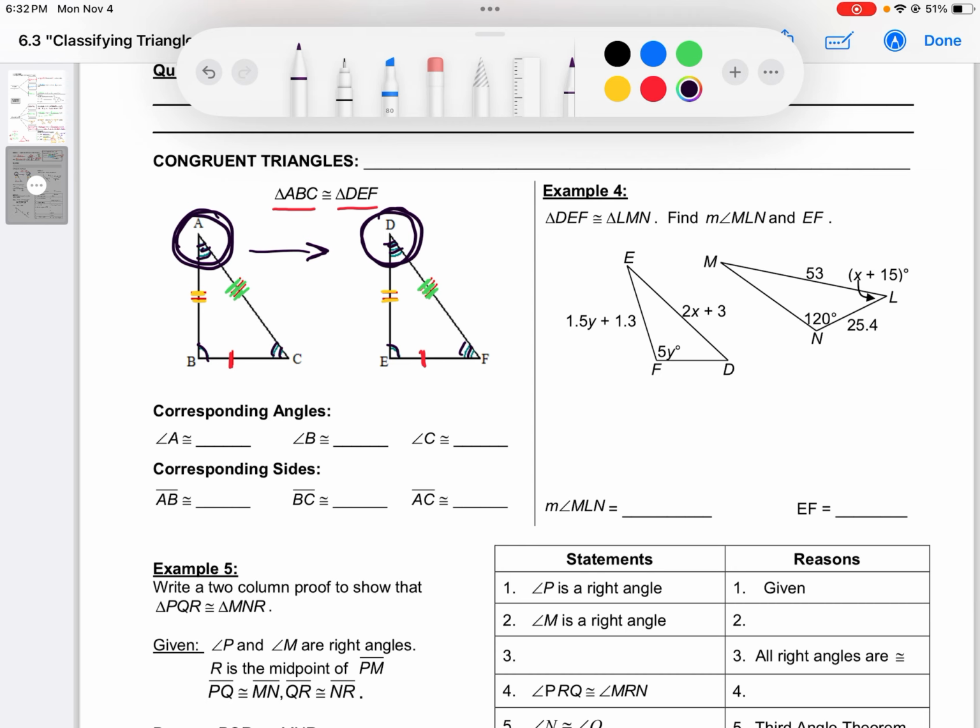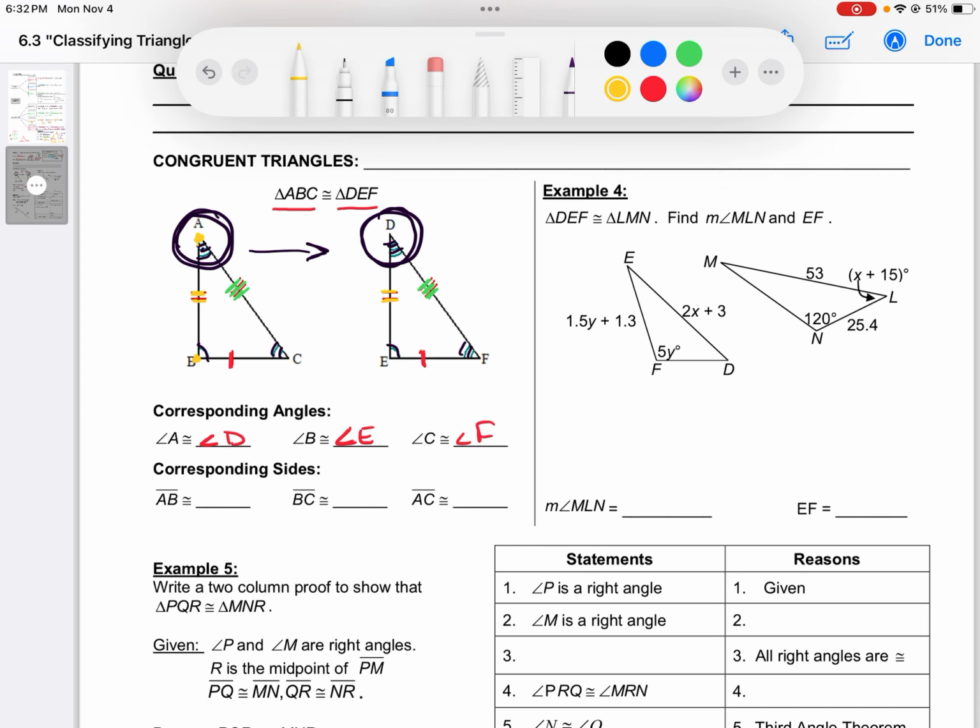And this one's pretty easy because the triangles are the same shape, the same orientation, and it's easy to see what relates back and forth. So angle A is corresponding to angle D. And you could quickly see that B corresponds to E and C corresponds to F.